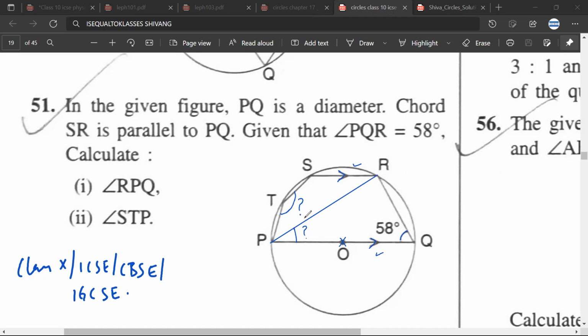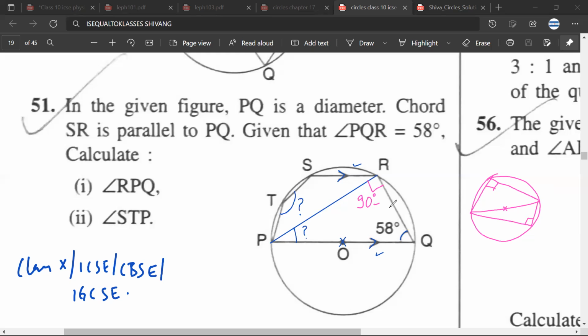How should we proceed? So first of all, PRQ will be 90 degrees because it's the angle opposite to the diameter and the point lies on the circumference of the circle. So if this is a circle and this is a diameter, the diameter will make an angle of 90 degrees anywhere on the circumference of the circle. Am I correct? Yes. Okay, so this is 90 degrees.